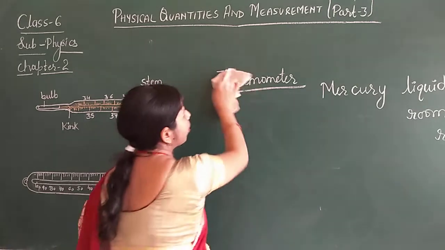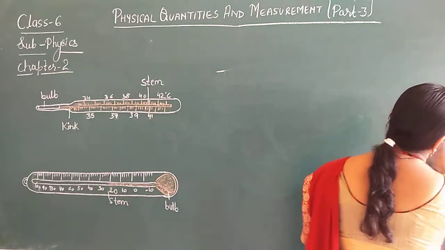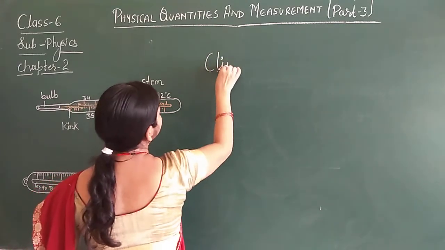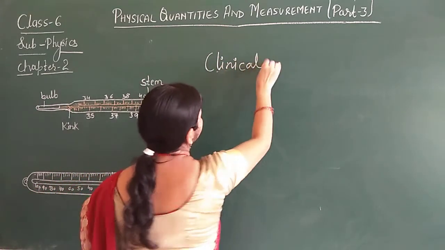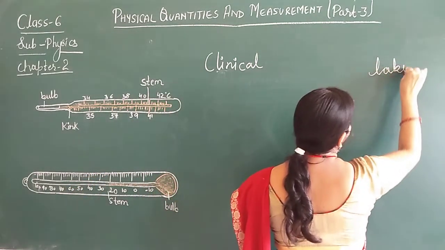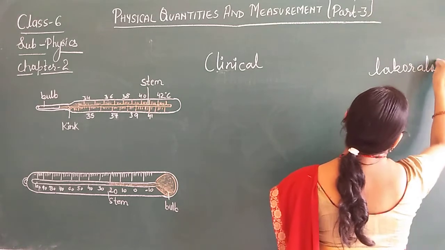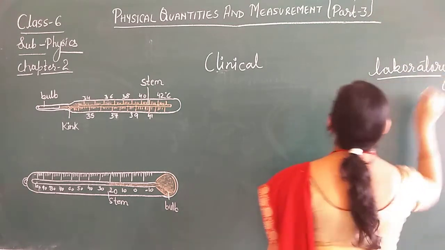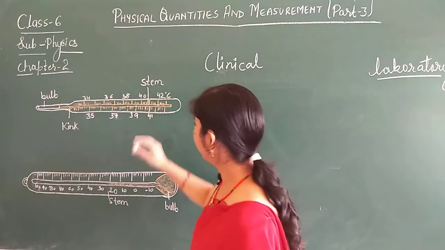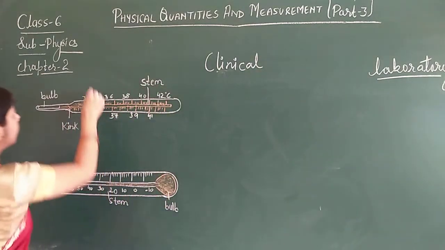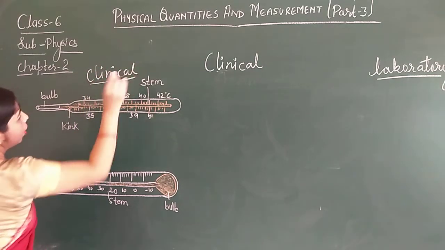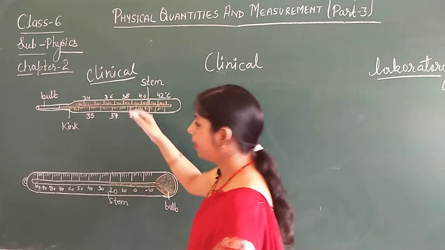Now let's see the types of thermometer. Thermometers are of two types. First is the clinical thermometer, and second is the laboratory thermometer. I have already drawn the diagram of the thermometer over here. This one is the clinical thermometer. Now let's see how this thermometer works.